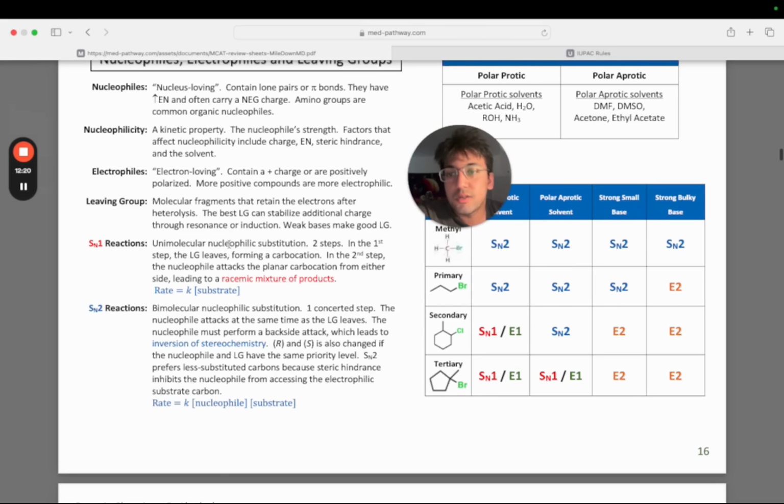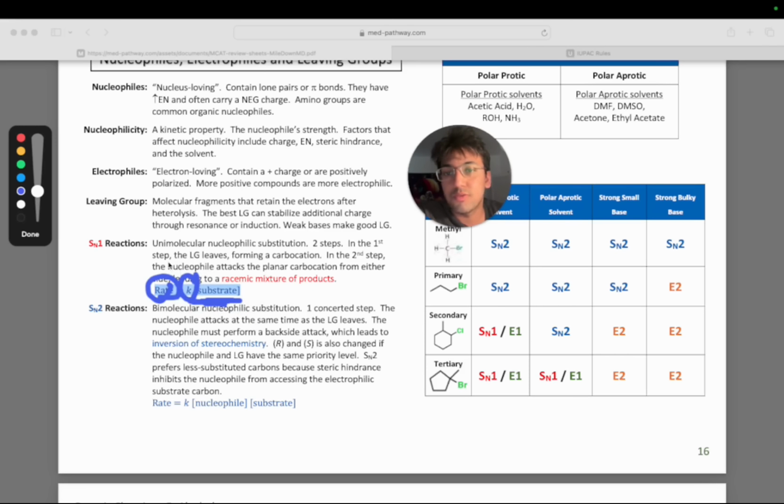The next thing to know is the rate of this depends on the rate limiting step. Remember, there are 2 steps here, and so only the rate limiting step is going to determine the rate here. What is the rate limiting step? It's going to be dependent on that substrate. So how much substrate you have times the rate constant is going to be the rate of your reaction.